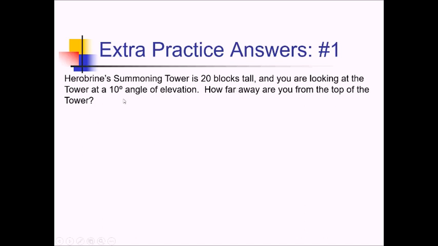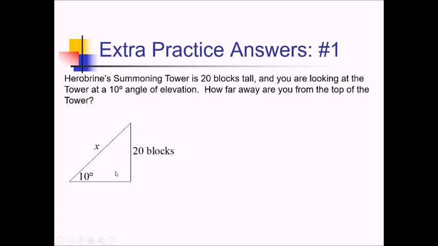Okay, so we have an angle of elevation. That's a right side up right triangle, like so. So here's the tower over here. Here's you looking up at Herobrine's summoning tower. The tower's 20 blocks tall, so that's this height of the tower, 20 blocks. And you're looking at it at a 10-degree angle of elevation. So that's a 10 degree angle between the horizontal and the hypotenuse of this triangle. We want to know how far we are from the top of the tower. So that's this diagonal distance here, this hypotenuse, which we'll call x.